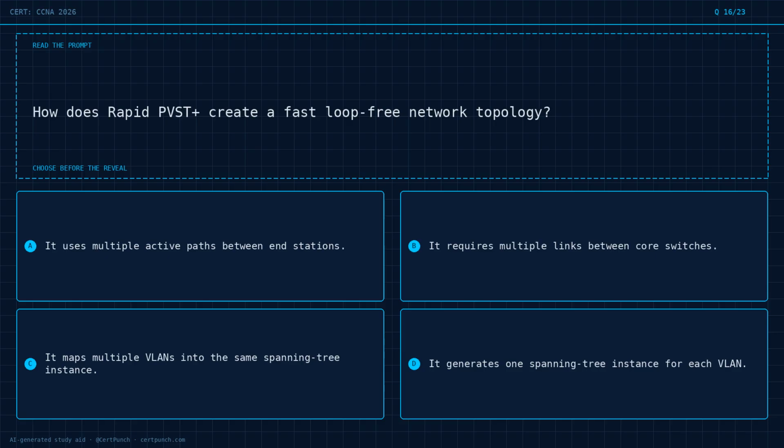Question 16 of 23. How does Rapid PVST Plus create a fast, loop-free network topology? Option A. It uses multiple active paths between end stations. Option B. It requires multiple links between core switches. Option C. It maps multiple VLANs into the same spanning tree instance. Option D. It generates one spanning tree instance for each VLAN. Make the call before the reveal. Hold the line on it. The answer is option D.